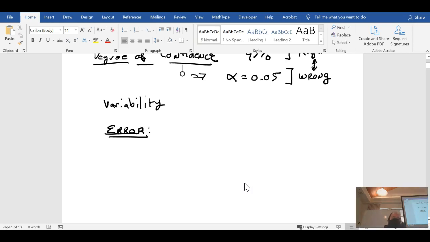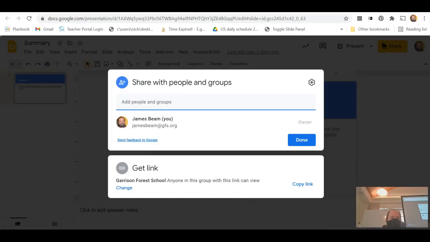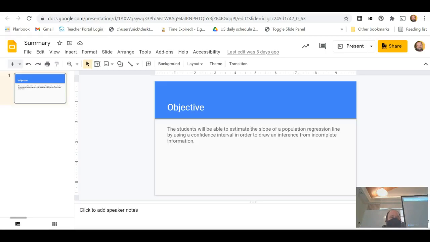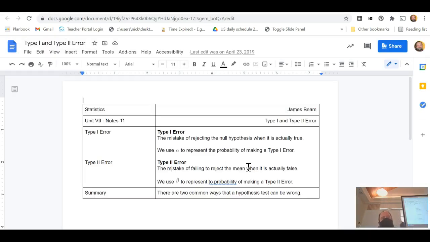All right, so I was going into trying to show you where, in the notes from last time around, there are two types of error, okay? And the alpha is rejecting the null when it's true. The beta, or the type 2 error, is the probability that you fail to reject the null when it's false.